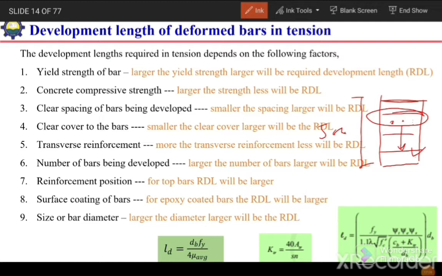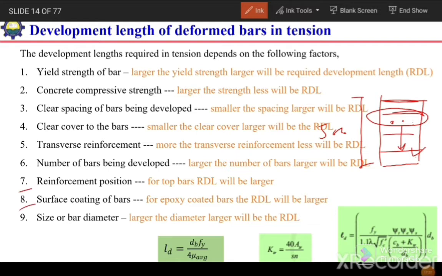So that's why at the top the development length required is larger, because due to the reduced concrete strength at the top, the bond strength of the concrete will reduce. As a result, the development length required will increase.